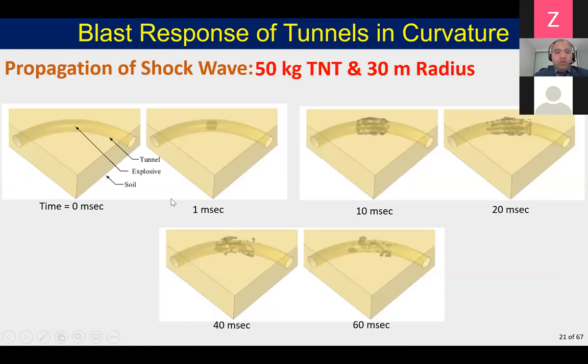And I'll just show you how the charge will explode, and then how the charge exploded and propagated towards the tunnel boundary. So this is the charge which was placed at the center of the tunnel initially. And then at 1 millisecond, the explosion happened and the charge started propagating towards the tunnel boundary. Then 10 millisecond, 20 millisecond, 40 millisecond, and then 60 millisecond. And it won't reach the boundary because the radius of curvature was quite large, and the charge was 50 kg, but still it made the damage.